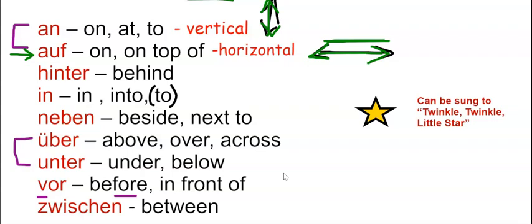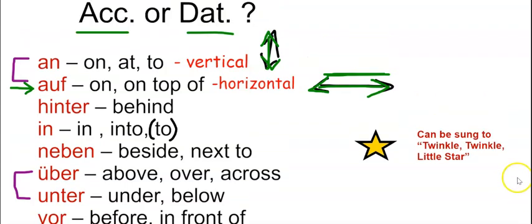A, B, C, D, E, F, G, H, I, J, K, L, M, N, O, P, right? The tune is pretty familiar, so that might help you think about that. So an, auf, hinter, in, neben, über, unter, vor, zwischen. And you may want to think about other ways to remember that, and I can teach you those as well.